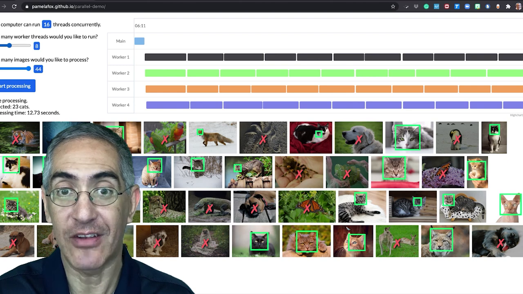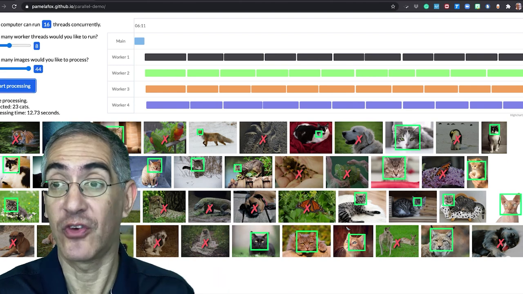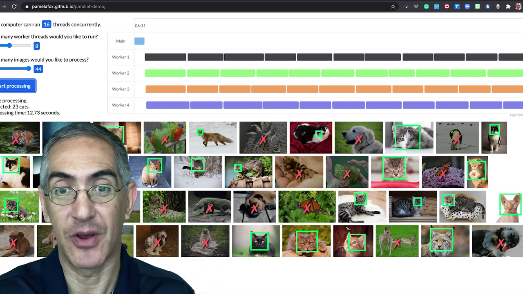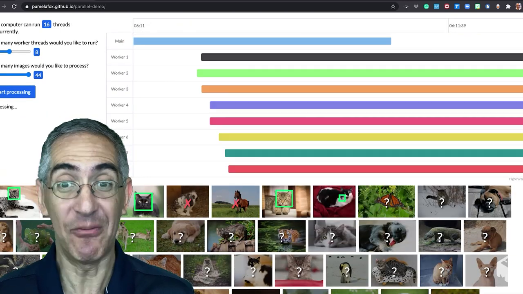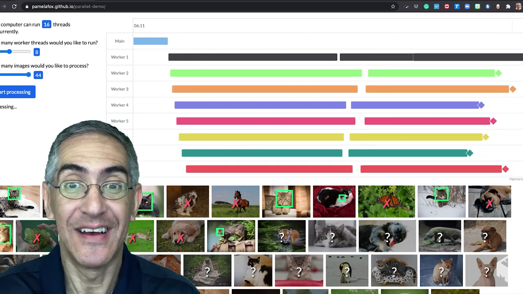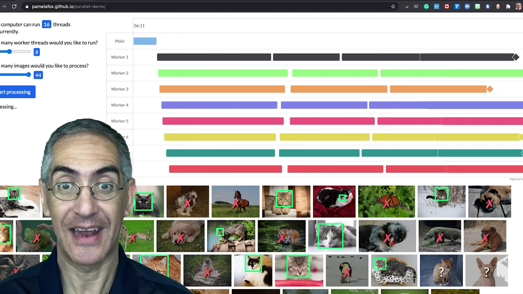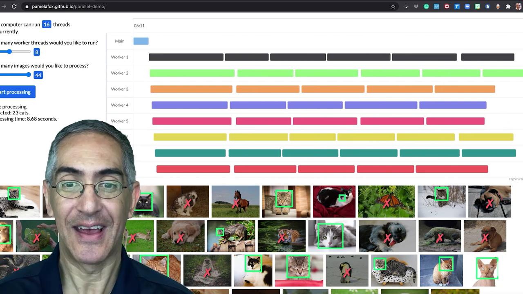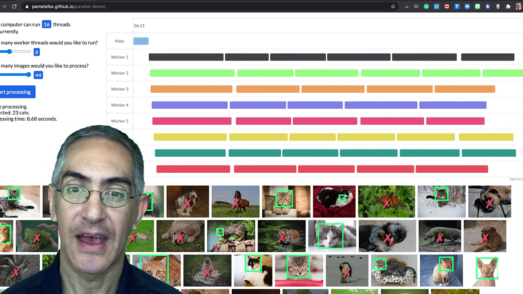Okay, let's go to 8 cores. 8 actual cores. Here we go. We're looking for 6.3 something. Okay, here we go. Watch this. Look at 8 workers. Look at this. This is so great. And remember, I'm looking for 6.3. Can I get to that? Here we go. 6.3. I'm so excited. Okay.